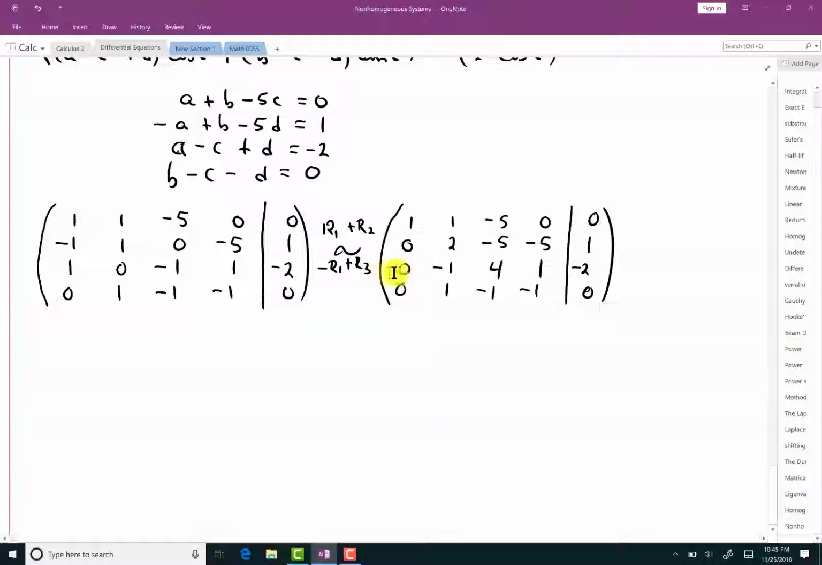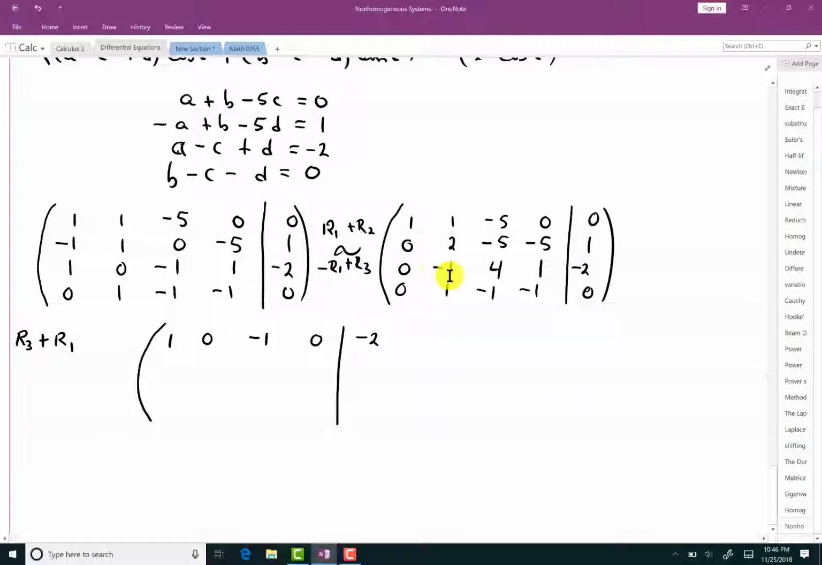So what I will do is I will take the third row and simply add it to the first row. I call it R3 plus R1. So when I do that, negative 1 plus 1 will be 0. 4 minus 5 will be negative 1. And then 1 plus 0 will be 0. And then don't forget over here as well, negative 2 plus 0 will be negative 2.